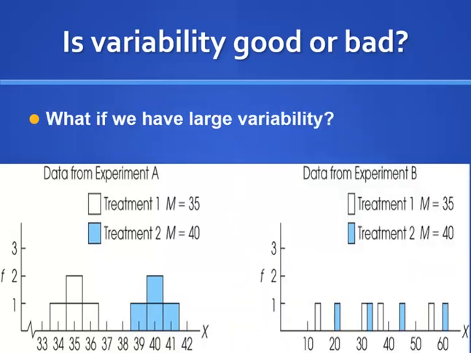Well, what if we have large variability, right? So look what's happening in the case of experiment B, treatments 1 and 2. I don't know why I got lost there.